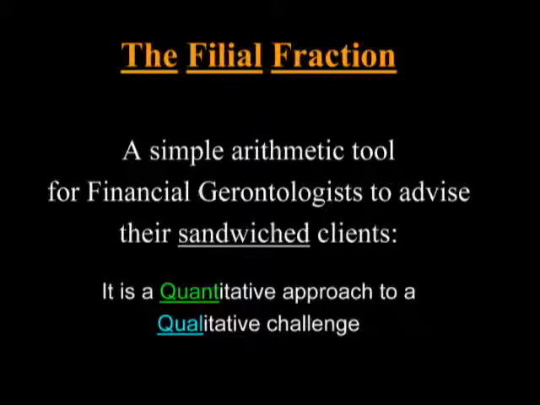그래서 제가 하나 만들어 본 수학적 지표가 바로 filial fraction이라는 건데 이거는 한국말로 번역 불가능하고요. 분수입니다. 분수고요. fraction이니까. 금융노년학자들이 자신의 아까 전에 말씀드렸던 시니어 샌드위치 제너레이션들에게 반드시 알려줘야 되는 수학적 지표입니다.